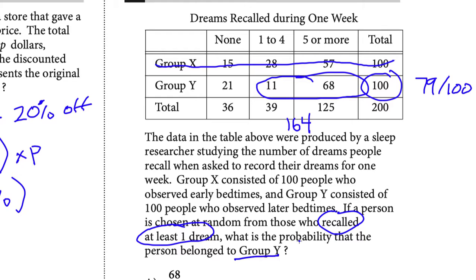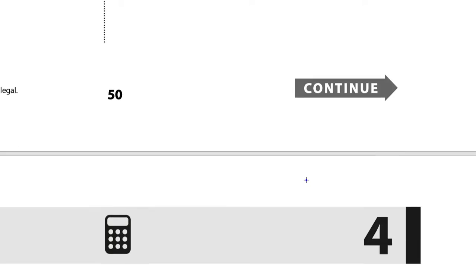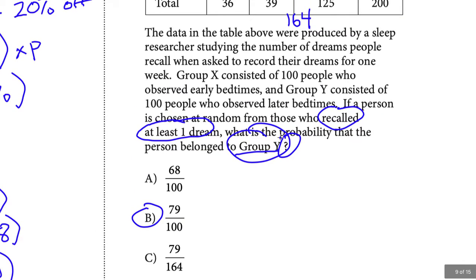It says, what is the probability that the person belonged to group Y? There's nothing in that question that says include the total or include group X. The question says group Y, group Y. Everything in here is group Y. I mean, it does say group X consisted of 100 people, but we don't care about that because where the question mark occurs is only talking about group Y.